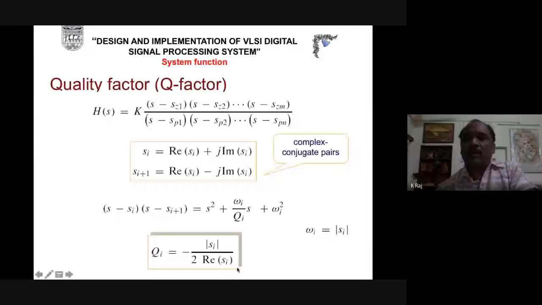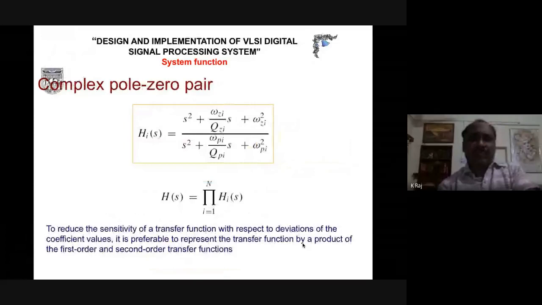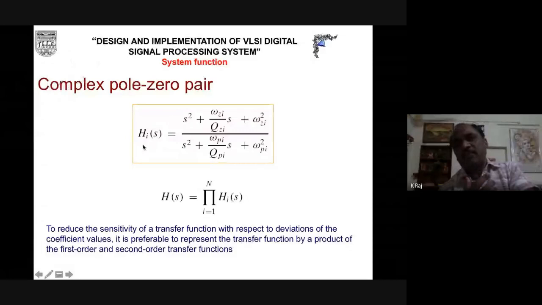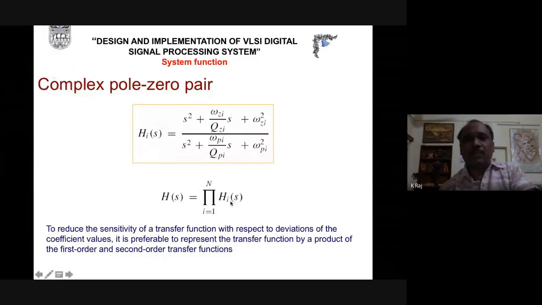Now the complex pole-zero pair for the ith section of H(s) may be represented somehow here. The ith section of H(s) means H(s) is represented in a cascade manner. That is, H(s) is nothing but H1(s) multiplied by H2(s) up to HN(s), the product of H_i(s) with i from 1 to N. And why do we break this into second order pole-zero pairs? In order to reduce the sensitivity of the transfer function with respect to deviation of the coefficient values.